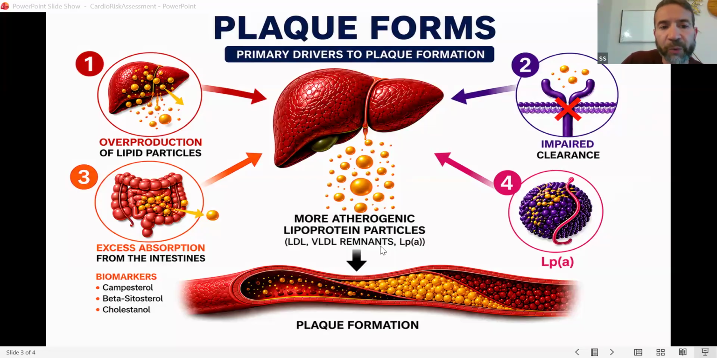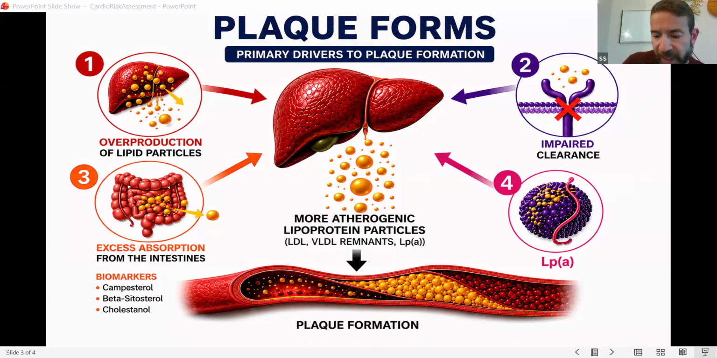There are medications for overproduction. There are medications that block certain enzymes for clearance. There are medications that block what's called NPC1L1. That's the receptor in the intestines and so forth. So it's very important to work with your cardiologist, with your PCP, to pinpoint where the failure is so you can have your personalized care.